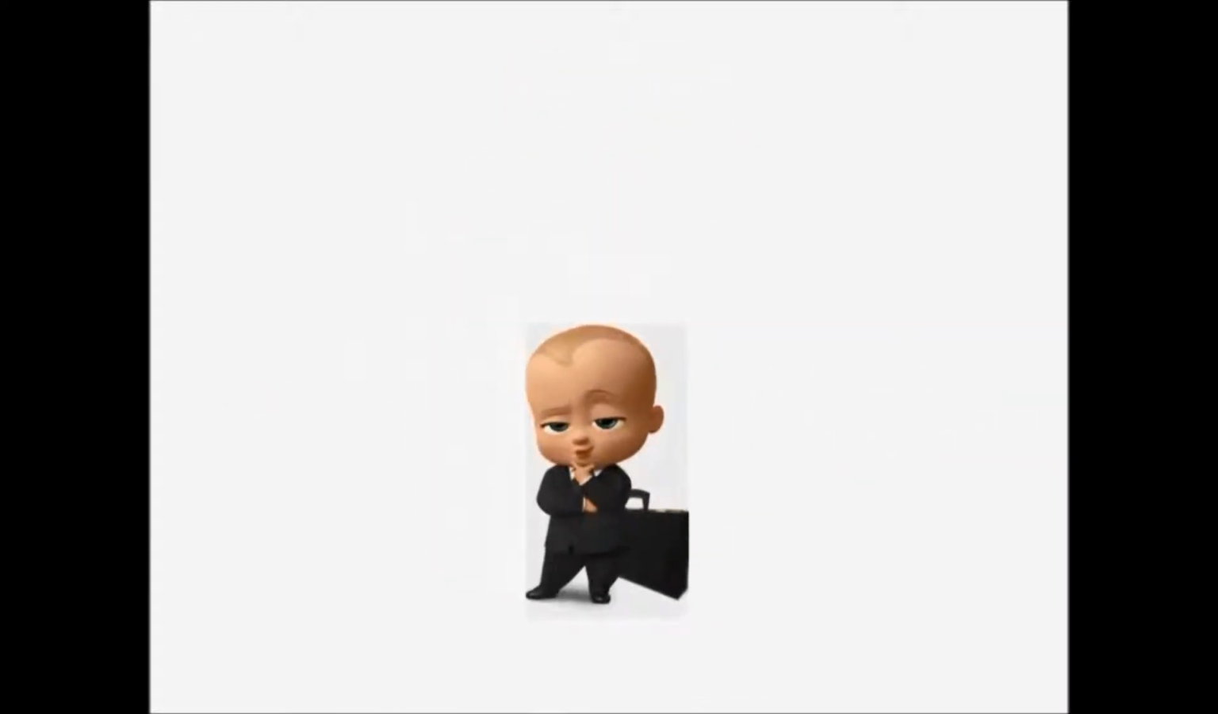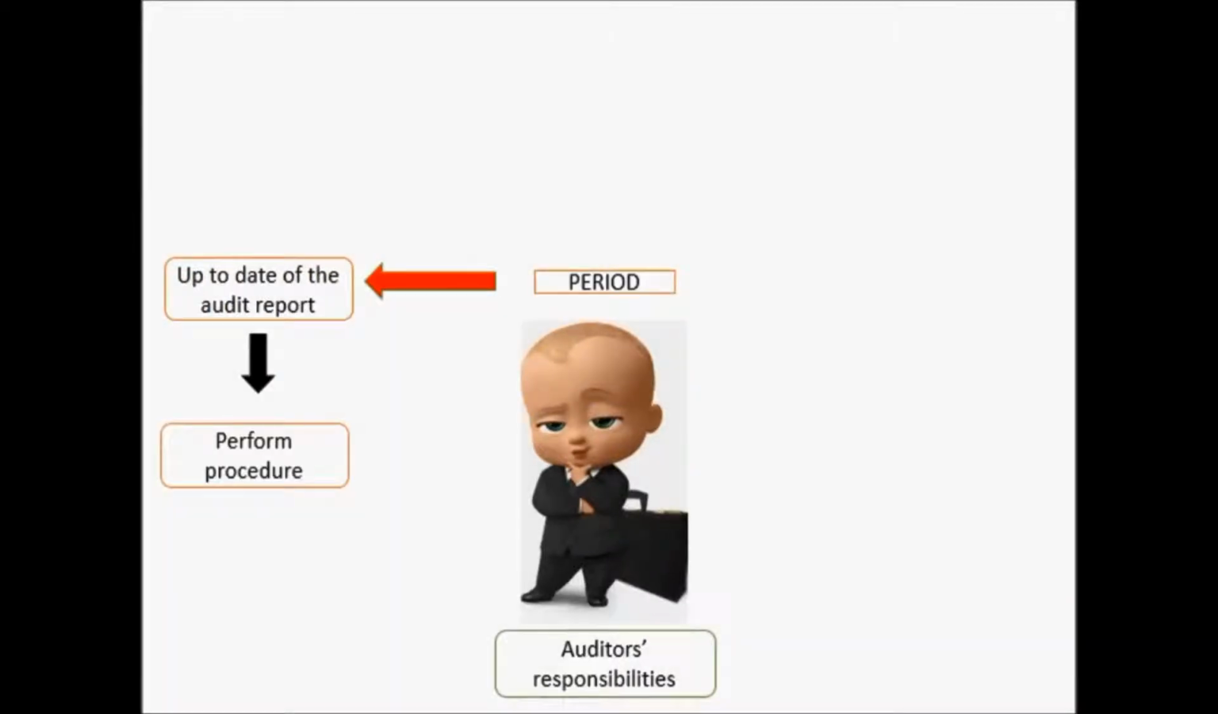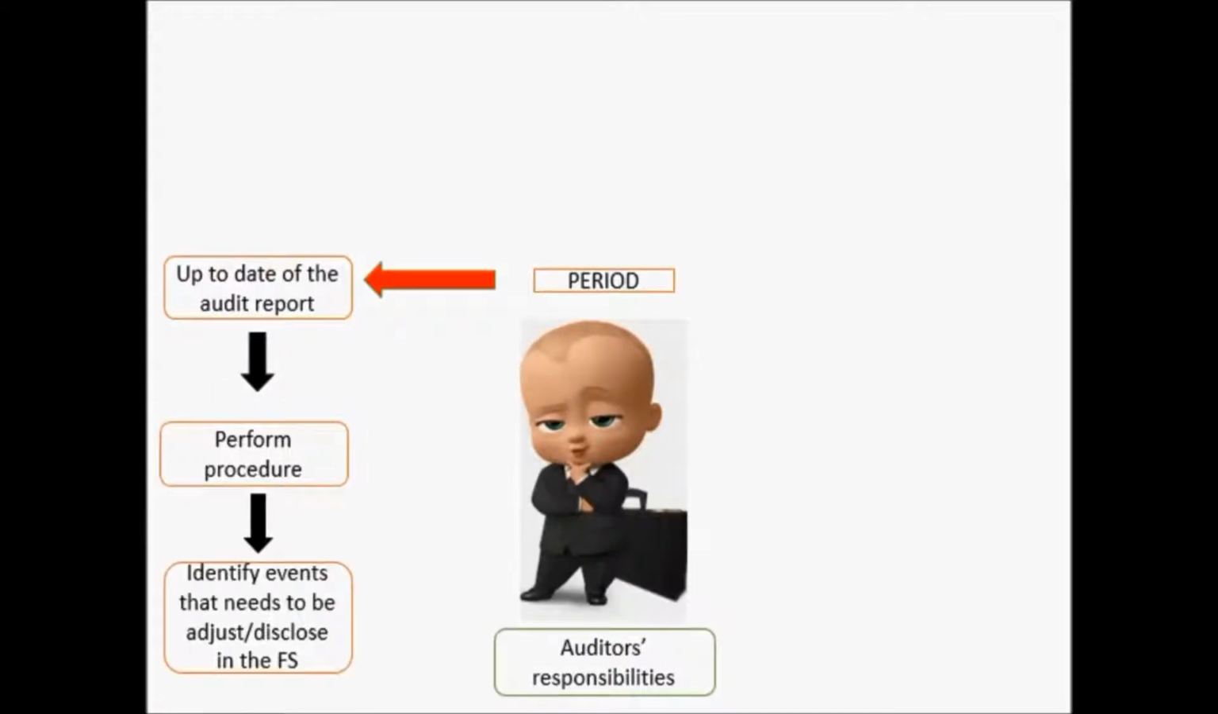Next, we will proceed to the auditor's responsibilities. Their responsibility depends on the period, which consists of, first, up to the date of the audit report, and the second one is between the date of the auditor's report and publishing the accounts. For the period up to the date of the audit report, the auditors need to perform procedures to identify the events that need to be adjusted or disclosed in the financial statement.